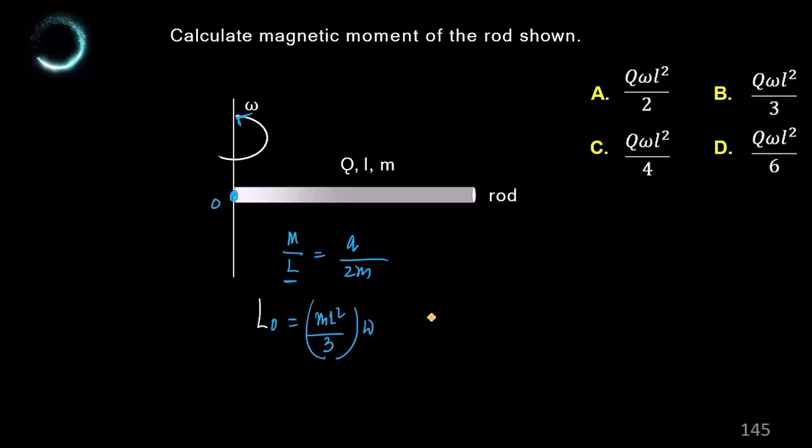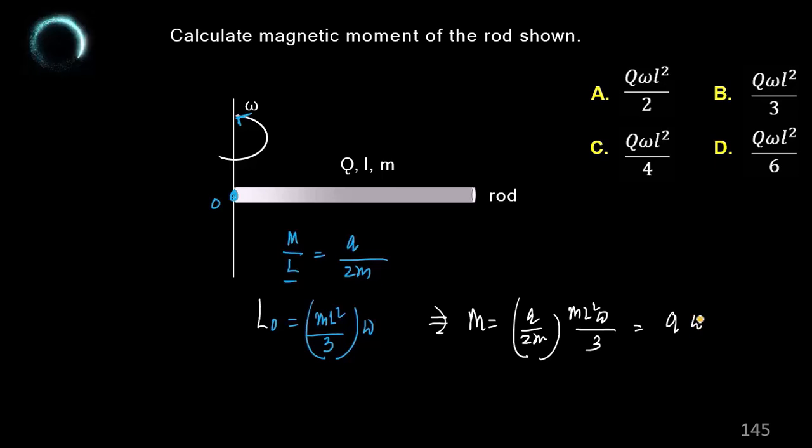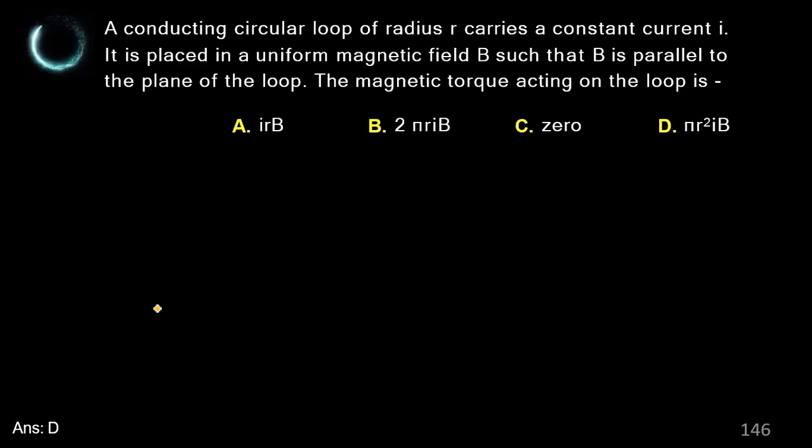So what is the magnetic moment then? Magnetic moment should be equal to q by 2m into L. That is ml square omega by 3. So ultimately m cancels out. So we are left with q omega L square by 6. Okay. So this is quite interesting formula and can be applied for different situations.